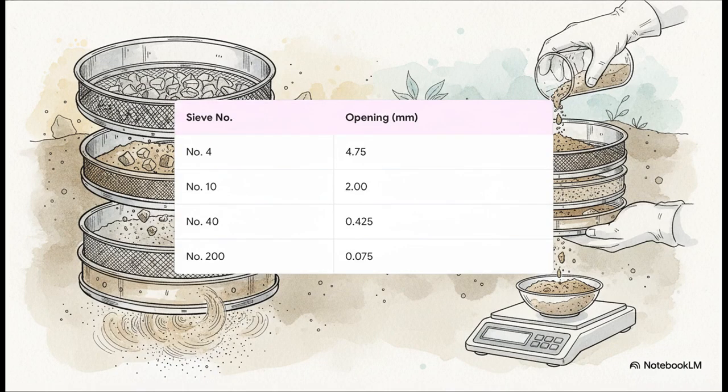The number 4 sieve catches the gravel, the number 10 grabs the coarse sand, and it keeps going all the way down to that incredibly fine number 200 sieve we just talked about, with its tiny 0.075 millimeter opening. By stopping the shaker and weighing the dirt that got stuck on each screen, engineers can figure out exactly what percentage of sand and gravel is in the sample.